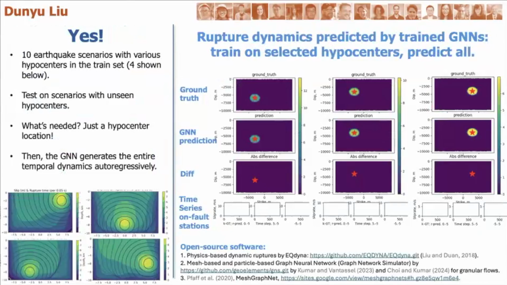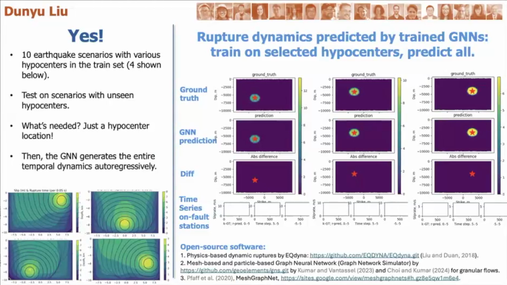We first built a training data set with 10 earthquakes. The difference is the epicenter locations. Then we train the GNN and test on scenarios with unseen epicenter locations. For example, these are 4 examples of earthquakes in the training set, with different epicenter locations. We just need to put the first time step into the GNN, and it predicts the next step, and then it feeds itself automatically to generate a whole sequence of the earthquake dynamics.